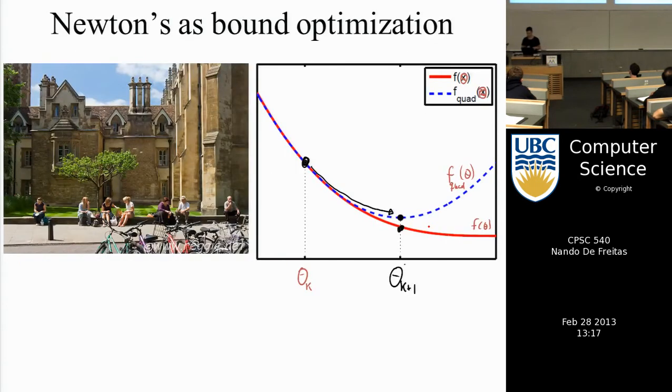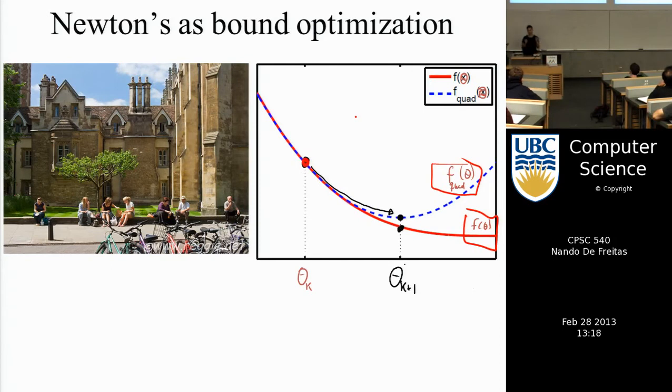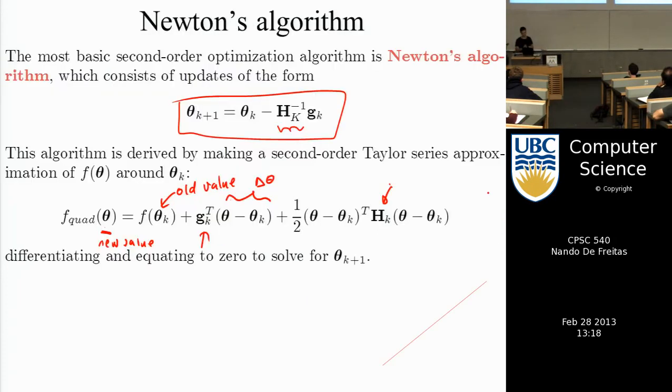So the picture is the following. In red here, this is your f of theta. Then we're going to use a quadratic function approximation, f quad of theta, and we make the approximation accurate around theta k. So around theta k, f quad and f of theta are both very close to each other. But away from theta k, the approximation can become very bad. So we're making an approximation that's only good locally. Then we take a step, and we repeat the approximation. But let's first derive the algorithm.